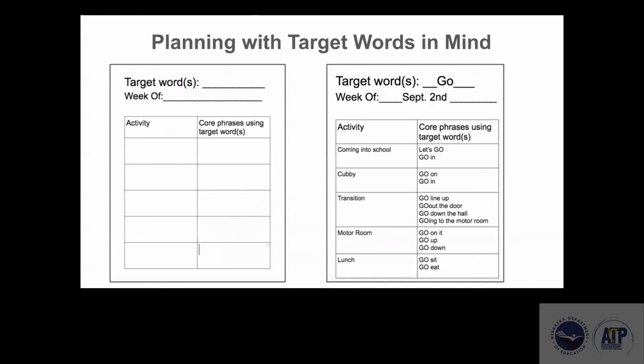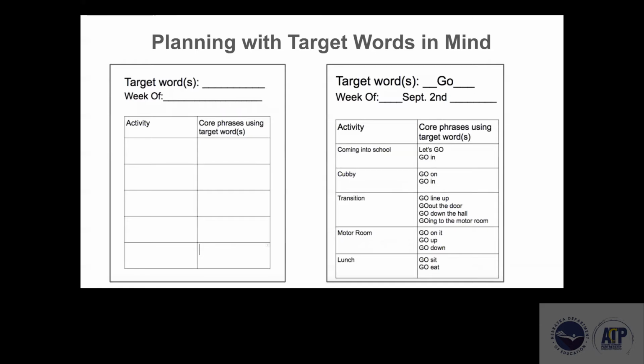So here's an example of what this looks like. When we first started using this approach many, many years ago, we actually would sit down in team meetings and we would map out for the school year what words we would target during certain times. And I have a little calendar. I'll show you what that looks like in a little bit.